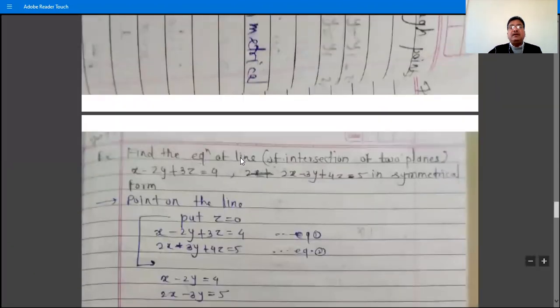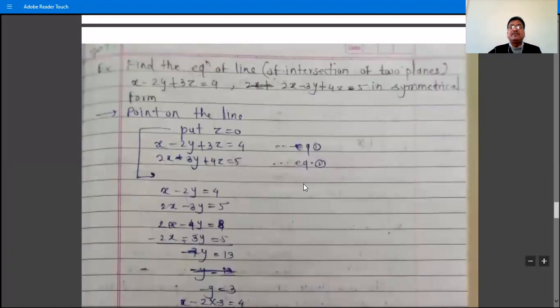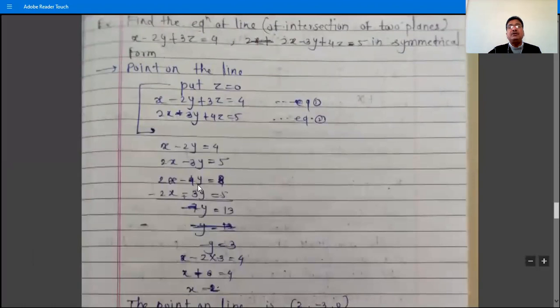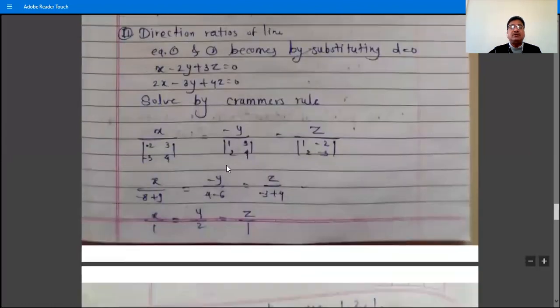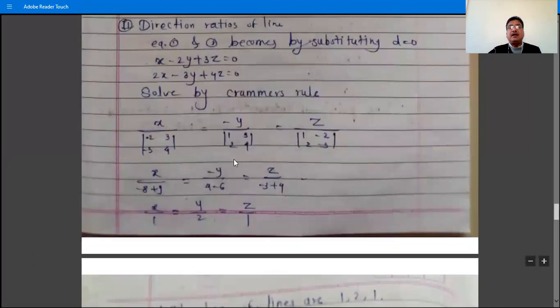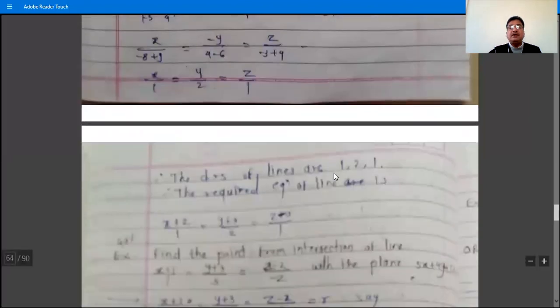So if we are given the equations of two planes, and I have to find the equation of the line of intersection of these two planes, then follow this procedure. First obtain the point on the line by substituting z is equal to 0, and then obtain the direction ratios of the line by substituting the constant term as 0 and solving these two equations by Cramer's rule. We have the direction ratios, and then write the equation of the line in symmetrical form.